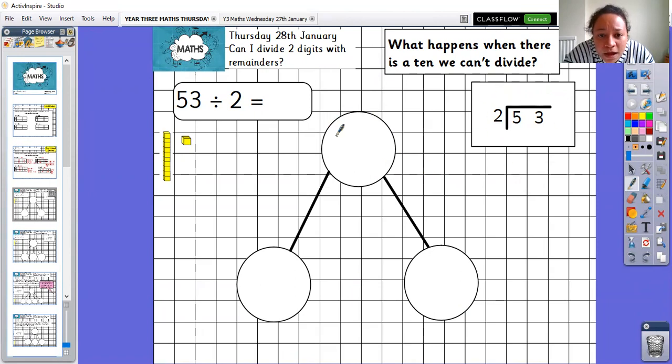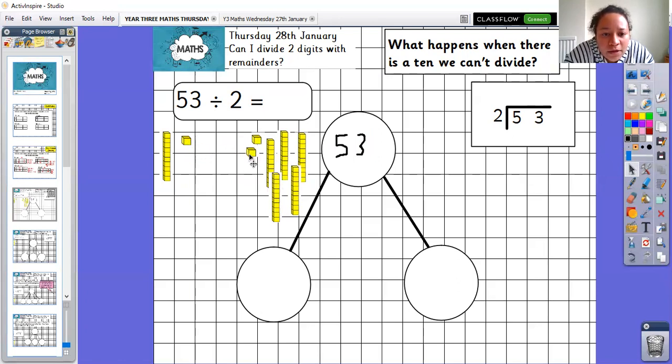So the first thing I'm going to do is start with my part whole model. I'm going to write the number in the top of my part whole model, and then I'm going to build the number using tens and ones. So I'm looking at the number 53. I can see in the tens spot I've got 5 tens, so I'm going to pull 5 tens over, and then I'm going to pull 3 ones over. Okay, and then when we're ready we can start to divide.